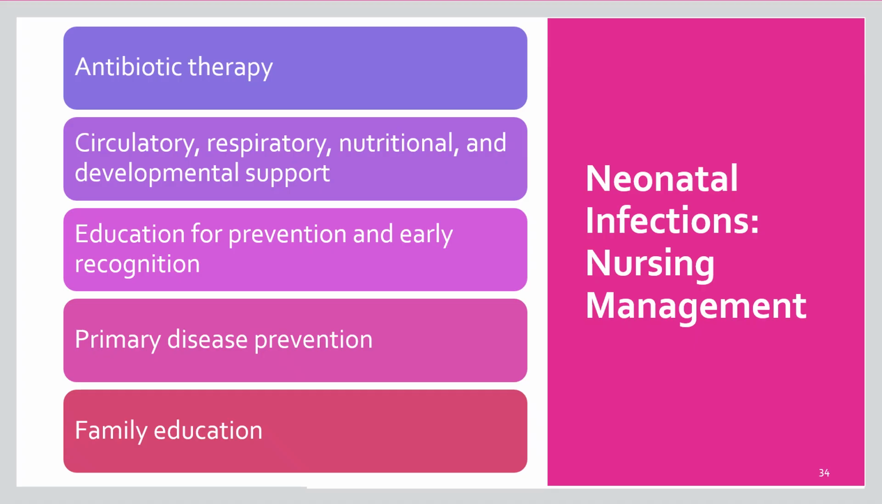Education for prevention and early recognition: educate the parents about how to prevent infection and what symptoms of sepsis they can recognize, so that they can seek care earliest. Primary disease prevention: teach them hand washing, using clean equipment for the baby, and sterilizing the feeding equipment. Those are primary prevention things they can do. Family education also includes maintaining hygiene and watching for any adverse effects to seek care.